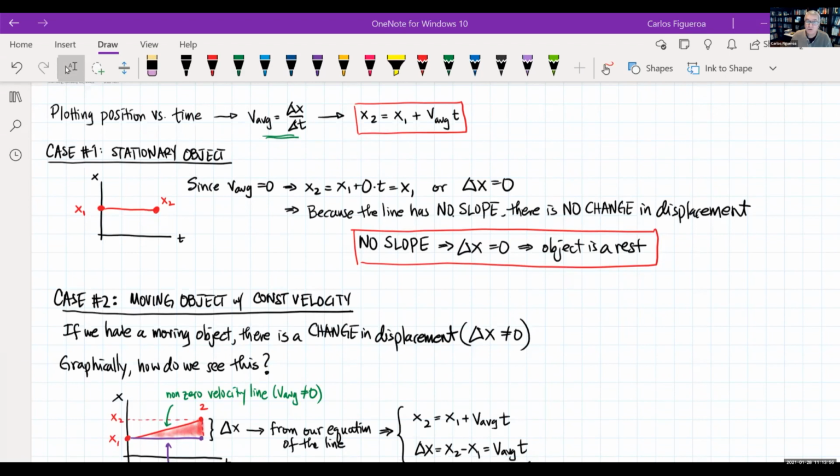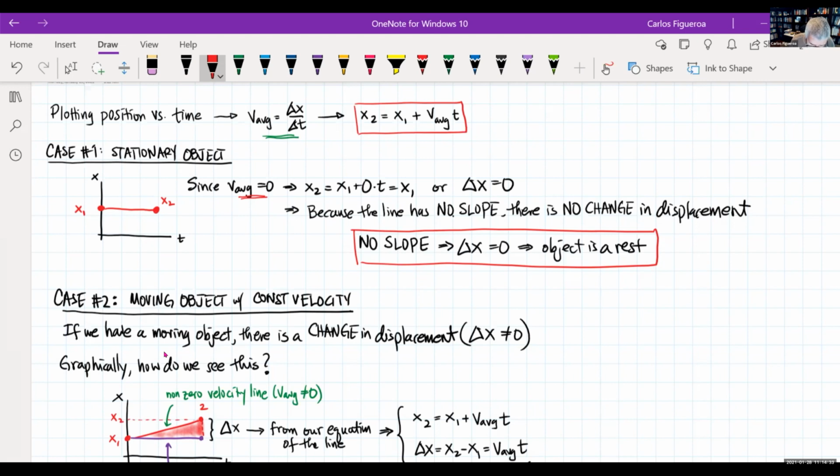And the way we want to interpret them here is we want to interpret them by effectively doing what? We want to be able to understand what these curves mean. Okay, so if I have a stationary object, then clearly the velocity has to be 0. So from that equation of the line, I see that x2 must be x1 plus 0, which then tells me that x2 and x1 are exactly the same. In other words, the change in displacement is 0.